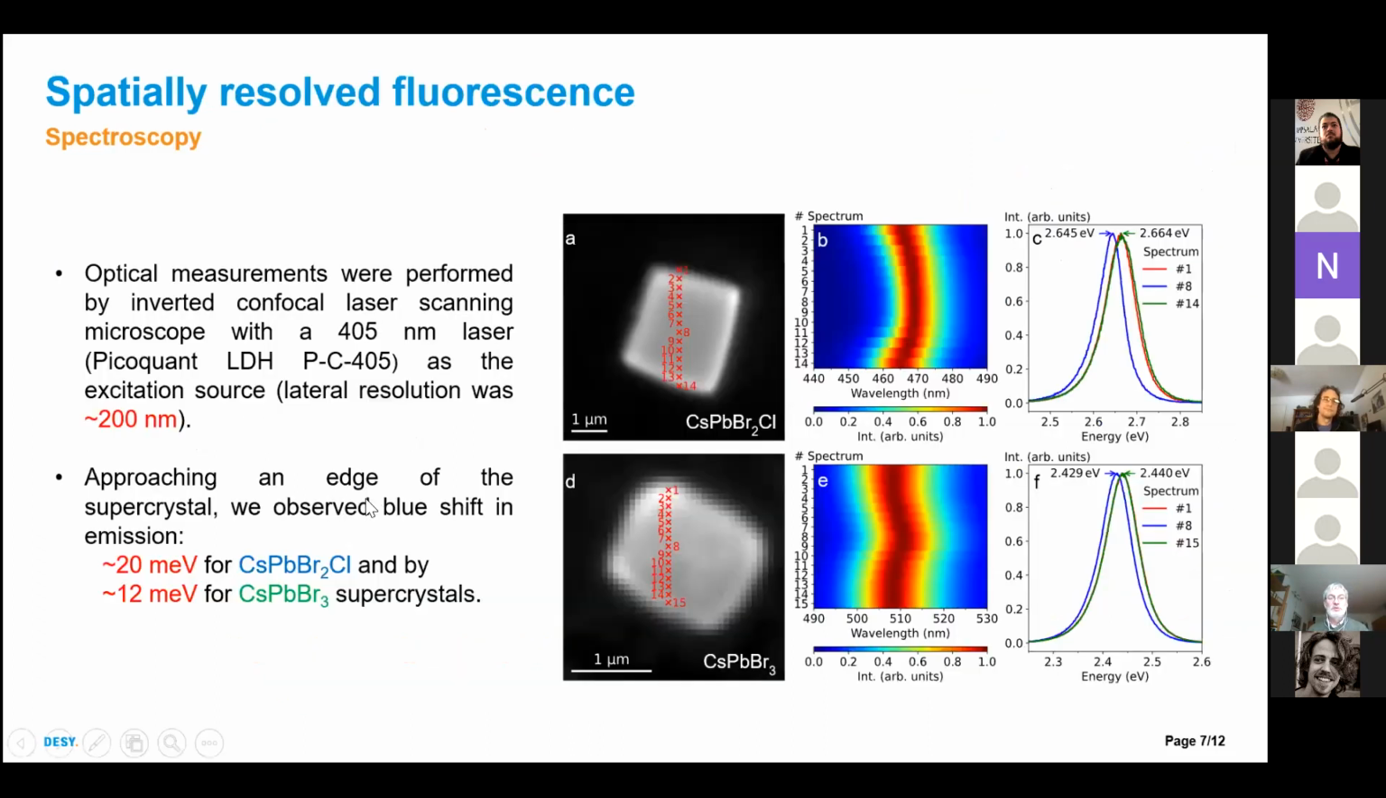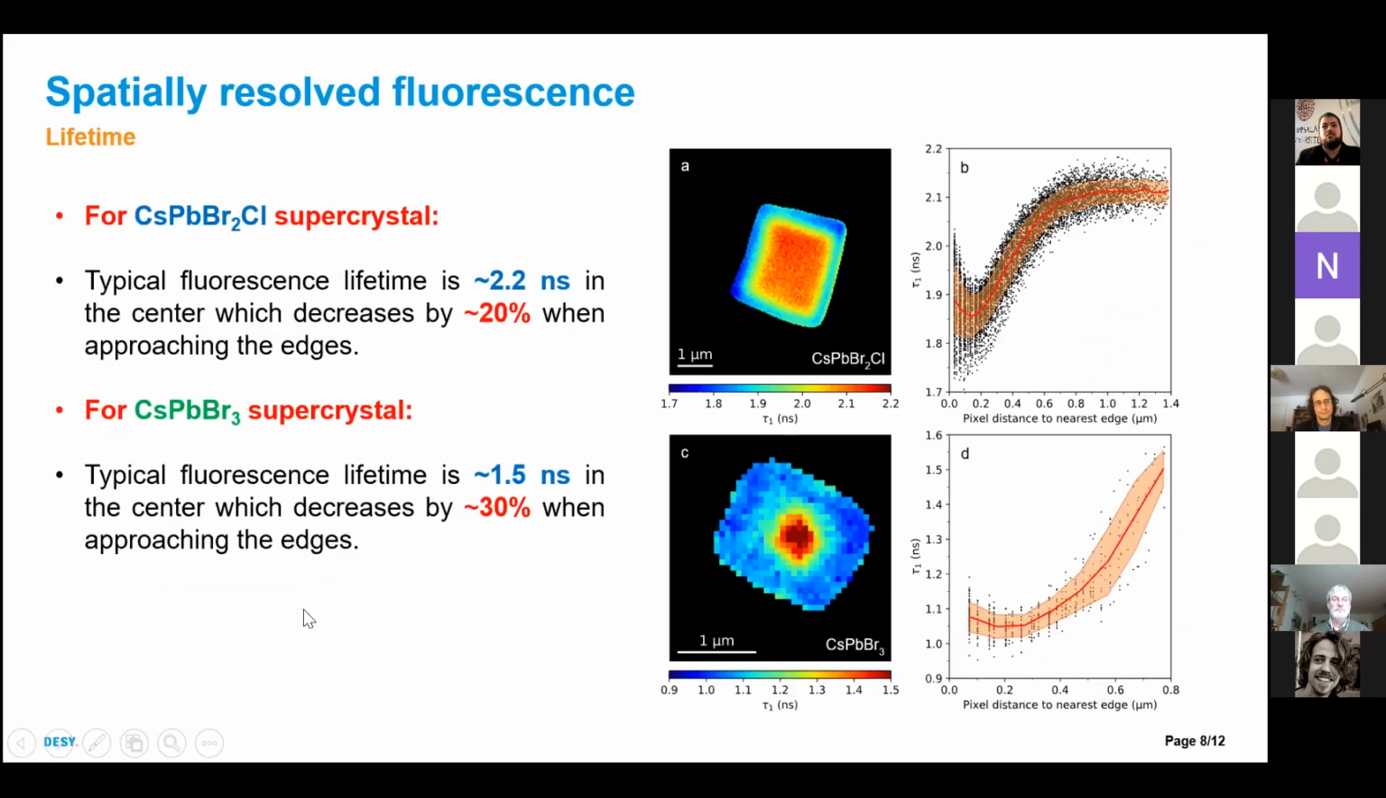To answer this question, first of all, we studied the samples optically. Optical spectroscopy measurements were performed with an inverted confocal laser scanning microscope with a 405 nanometer laser as the excitation source, and the lateral resolution was 200 nanometers. Approaching the edge of the supercrystal, we observed a blue shift, as you can see here, for both crystals. It was 220 meV for this sample and 12 meV for this sample.